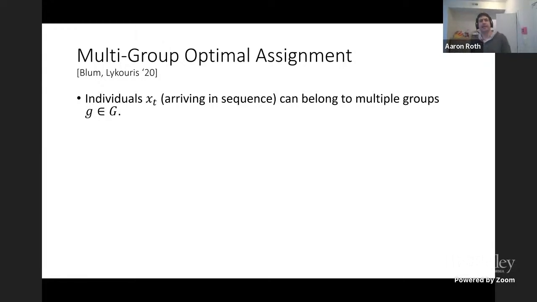So in more detail, we've got individuals, again, who have features, and they arrive in sequence, and we've got a collection of groups. An individual can be a member of more than one of these groups, and these groups can be arbitrarily intersecting.